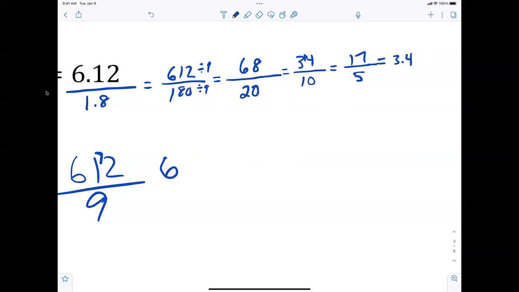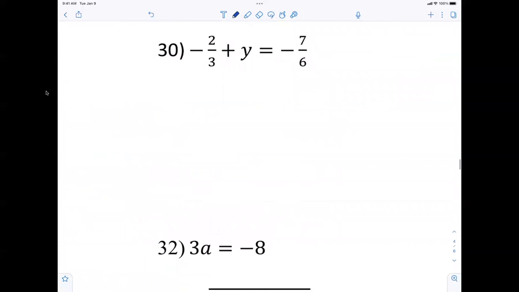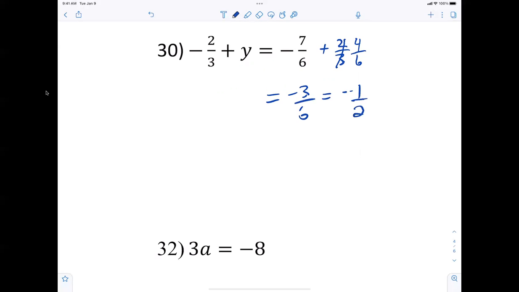All right, Noah, what am I doing on 30? Negative 2/3 plus y is negative 7/5. So what am I doing? You have to add 2/3. So you'd be adding 4/6. Exactly. Adding 4/6. Negative 3/6. Fix the mistakes. Negative 1/2.